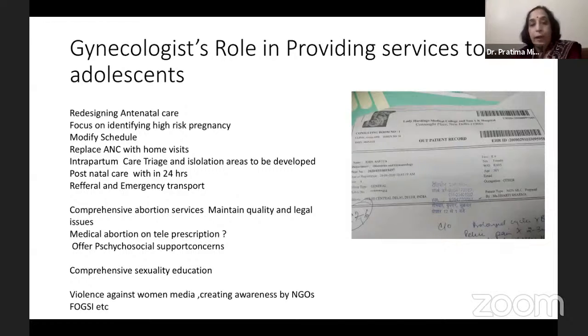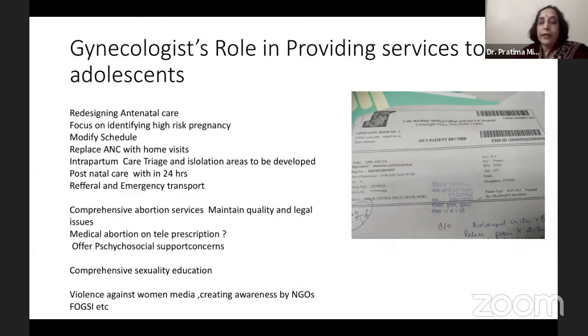The focus is on identifying the high-risk pregnancies, modifying the schedule, and replacing the ANC with home visits. You can see this OPD slip. We have started a telemedicine clinic in which the antenatal care is being done. After the first visit, the antenatal care can be done by telephone. They have got a WhatsApp group. They send us the reports on the WhatsApp group, and then the guidance and the prescription are given to them on WhatsApp itself.